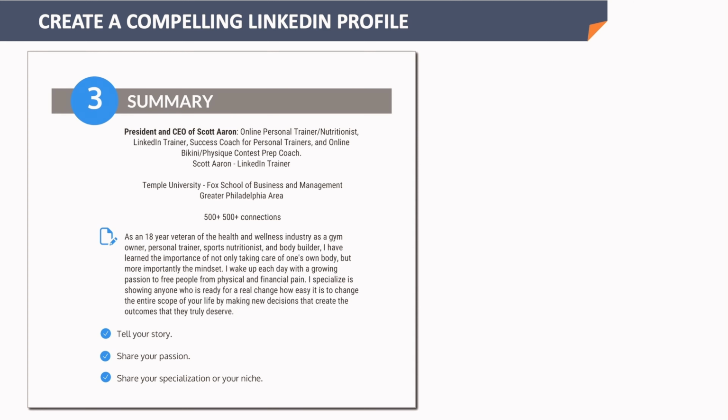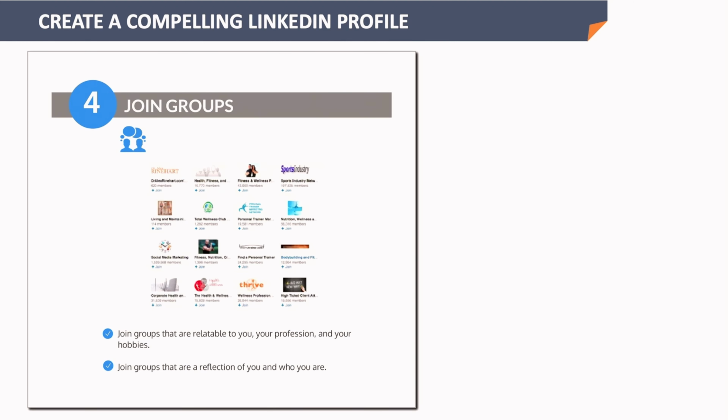The fourth part about creating a compelling LinkedIn profile is when you go out and join groups. Now, groups is a great forum in which to connect with like-minded people with synergies with your personal or your business experience. Join groups that are relatable to you, your profession, and your hobbies. And you want to join groups that have a true reflection on you and who you are. In the next slides, I'm going to take you through how to join those groups and what the impact of joining those groups can be.